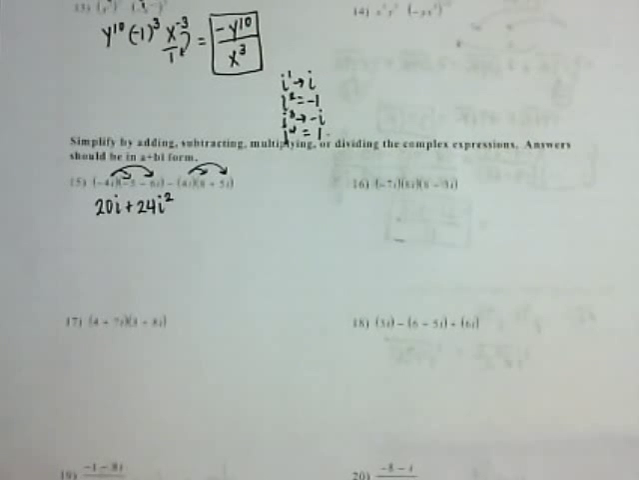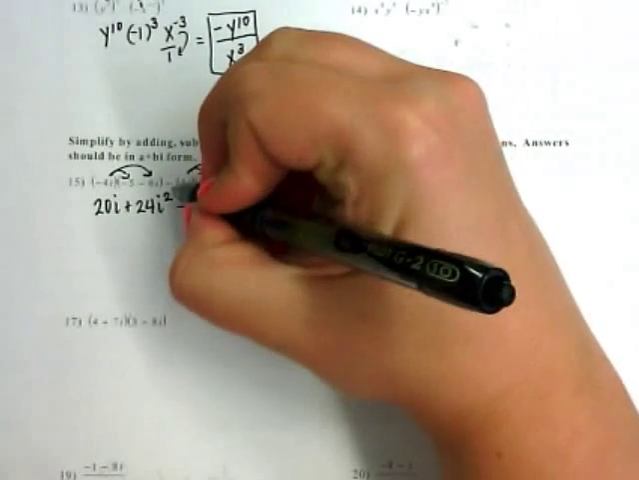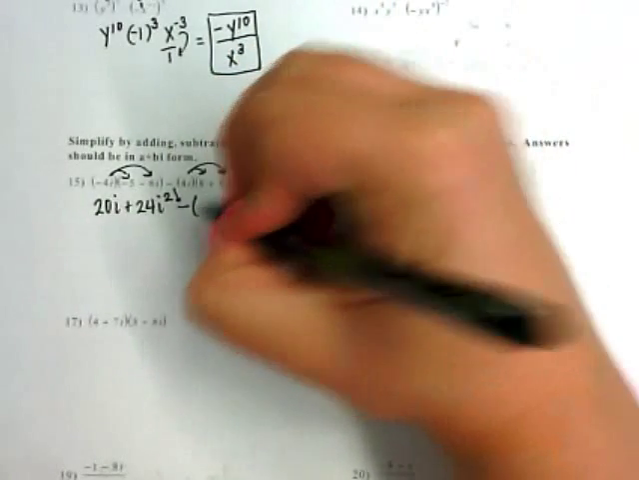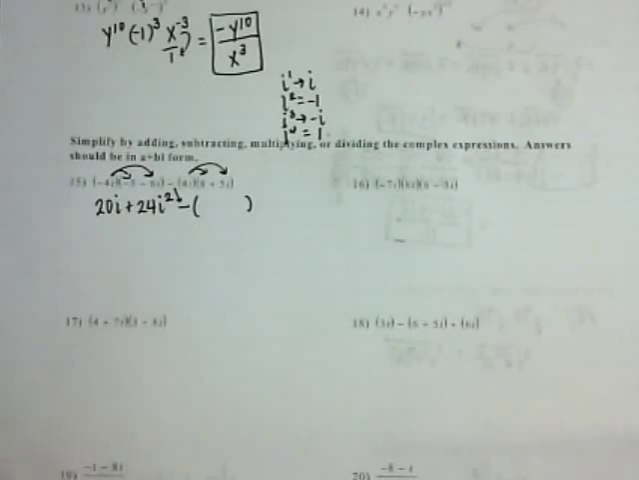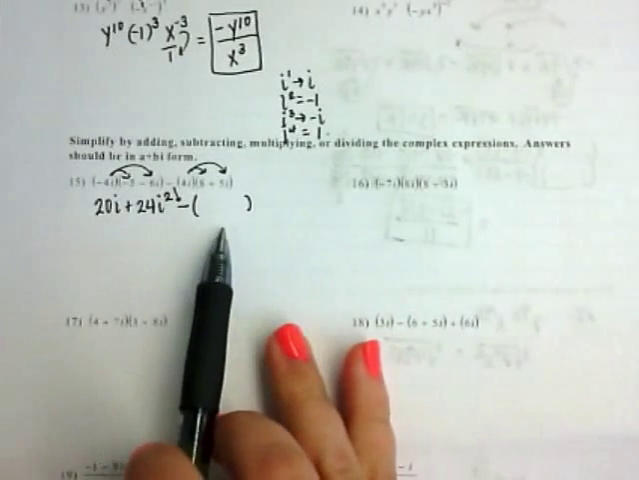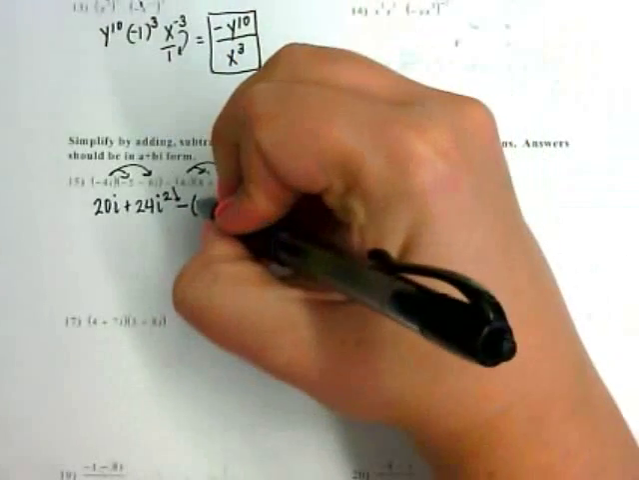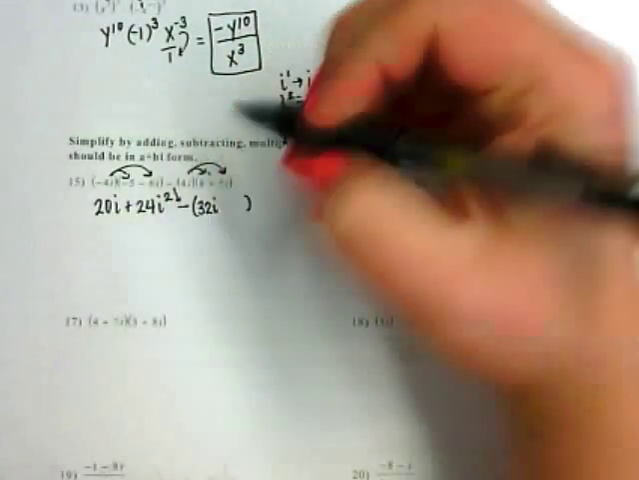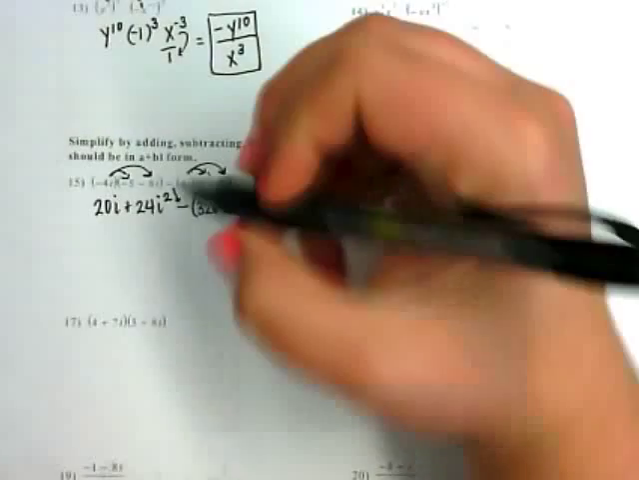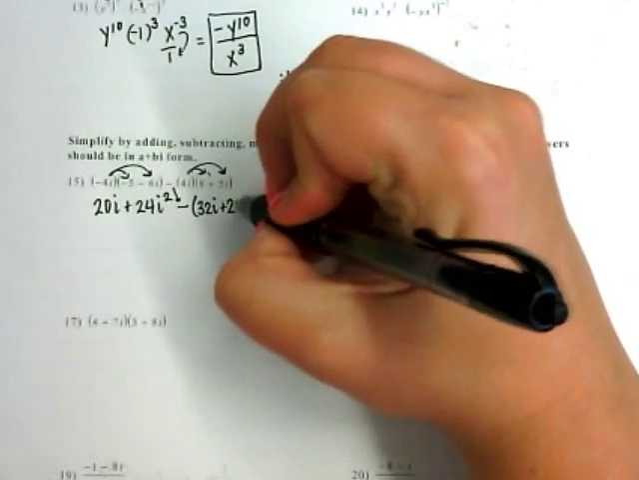Now when I distribute, notice that the parentheses go away. Then we're going to drop down our minus sign there, and I'm going to keep whatever we distribute here in a parentheses because I know I haven't dealt with the minus yet. 4i times 8 is 32i, and 4i times 5i is 20i squared.